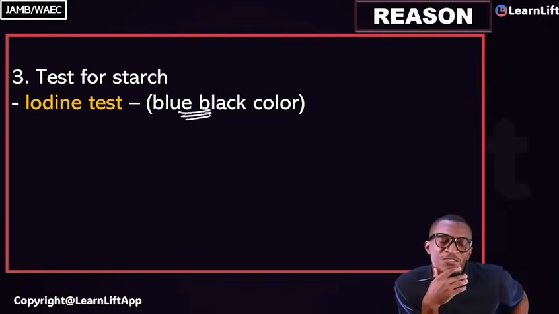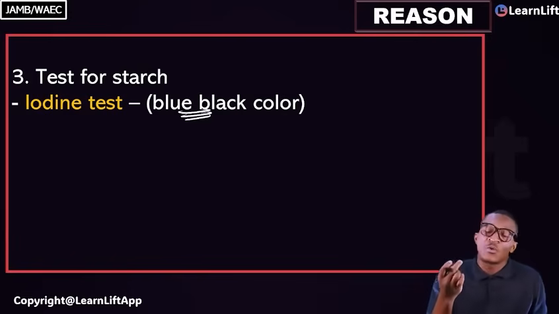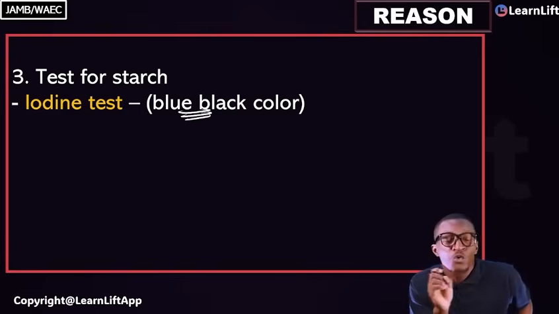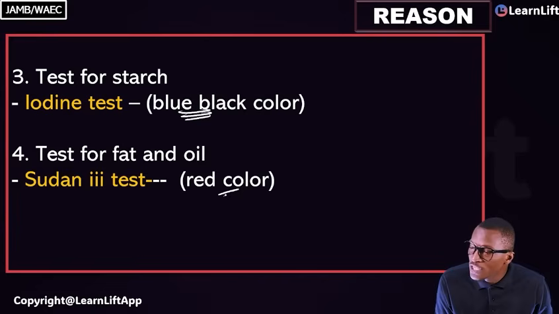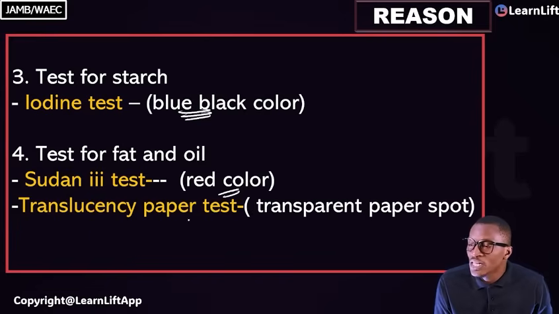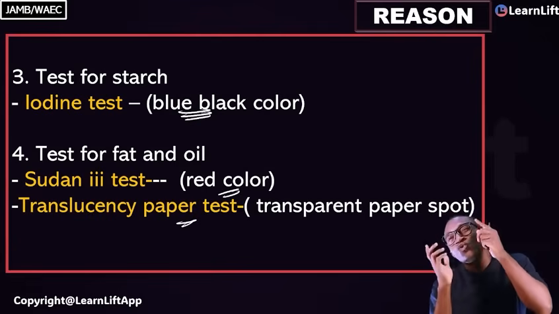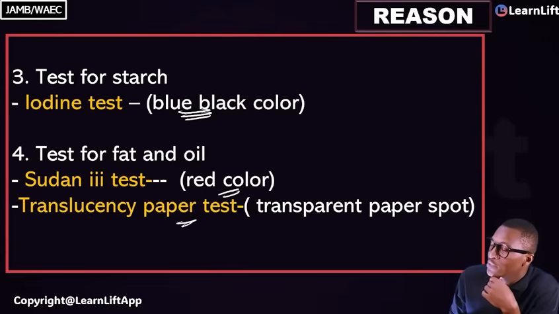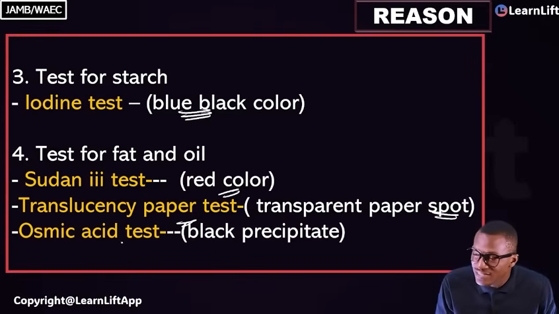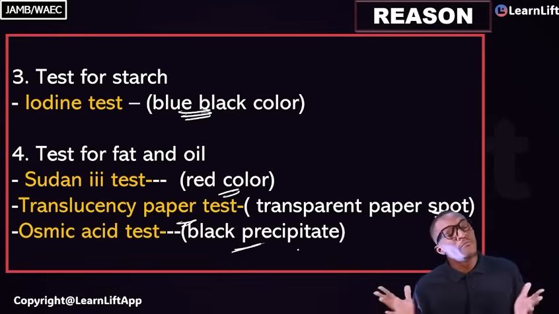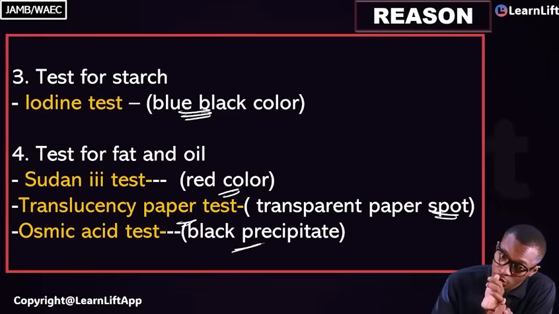Well, let's go to tests for fats. On the test for fat, we said we have Sudan 3 test, which gives you red precipitate. We have your translucent paper, we have your osmic acid test. The first one is your Sudan 3 test, which gives red color. We have your translucent paper test. When you drop oil, that's fat, on paper, you can look through the paper, that's how we say your transparent paper spot. And the last one is your osmic acid test, which is black precipitate. So virtually all of them are red except for your osmic test, which is black precipitate.